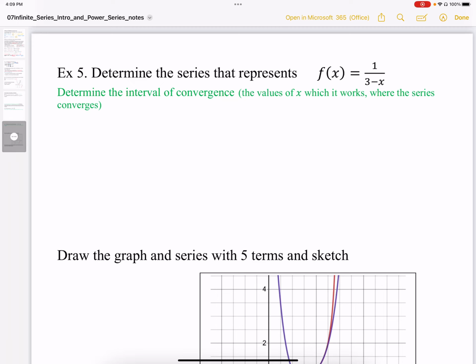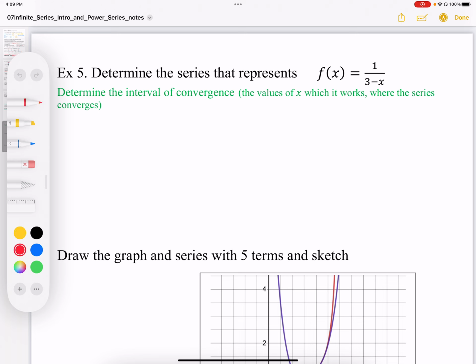For example 5, again, we want to do some kind of substitution to be able to substitute into our defined g of x function. So our power series function, I'm just going to call g of x for now, is 1 over 1 minus x. And I want to be able to replace that x with some expression to generate 1 over 3 minus x. Sorry, 1 over x minus 3.